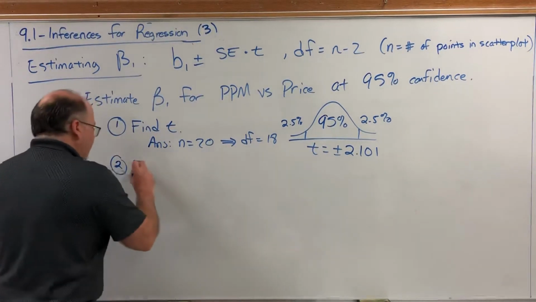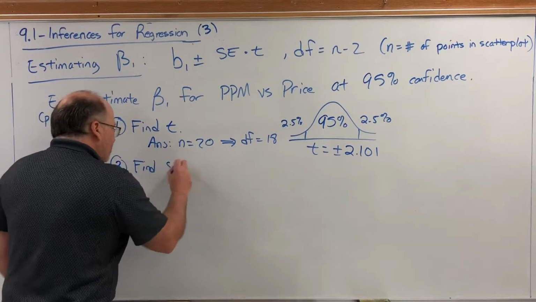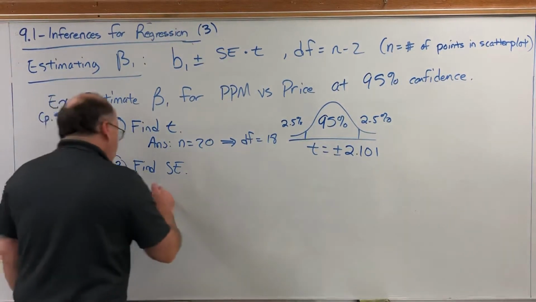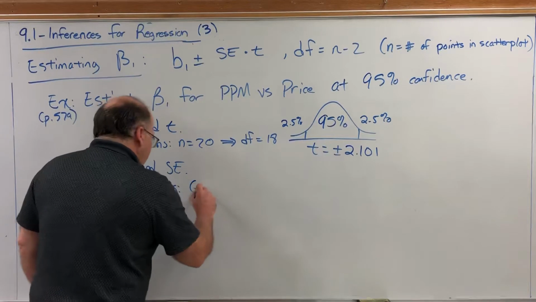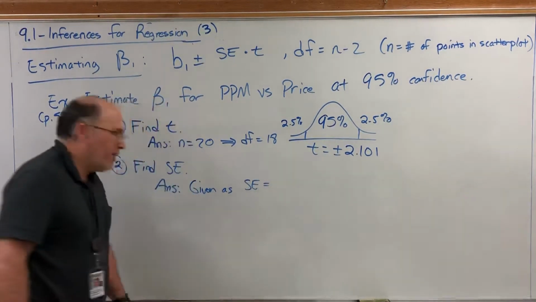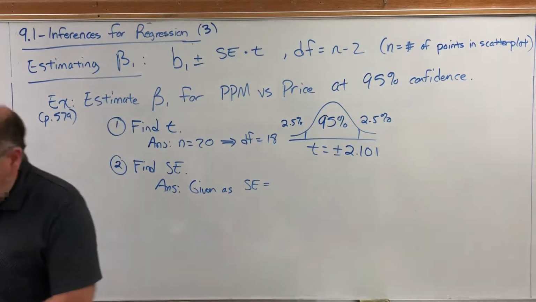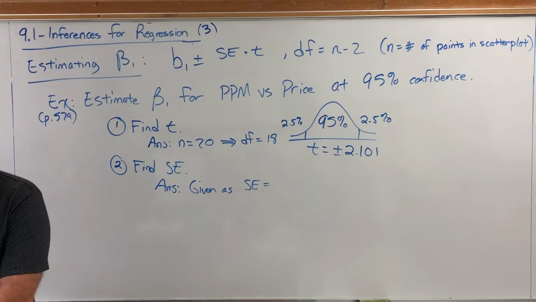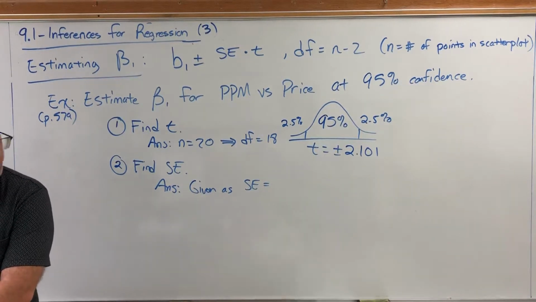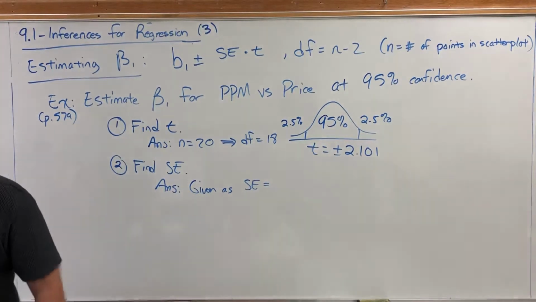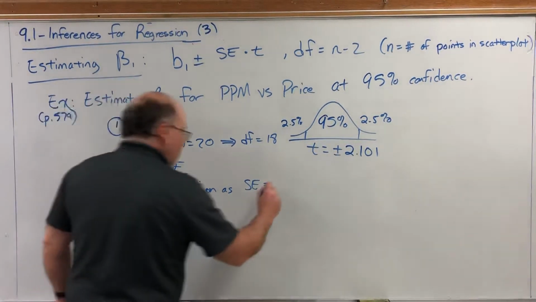Second step is to find the standard error. And up until now, this has been a value that we've calculated based on a formula. But now it's just given. Do you remember where I told you the standard error was in the computer output? It's under the standard error column, go figure. In the explanatory variable row, the second row. And so our standard error was 19.49.